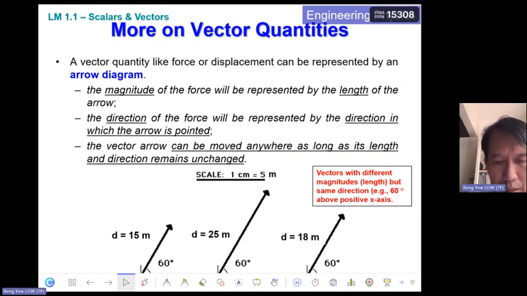For example, a 10 Newton force to the right can be represented by a 10 centimeter arrow pointing to the right, and a 5 Newton force to the left can be represented by a 5 centimeter arrow pointing to the left.